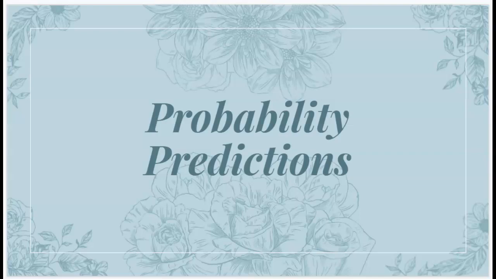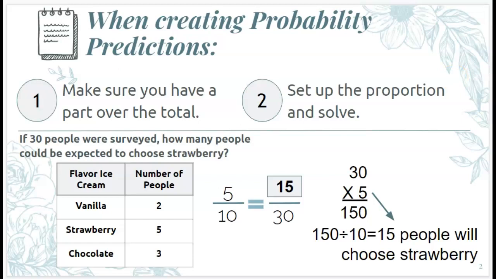Hi, so we started probability last class. So today we're going to do probability predictions, okay? So when I say probability predictions, what I'm saying is we're going to be given certain information and then we have to make a prediction of what could happen later on. So let's look at what that looks like.